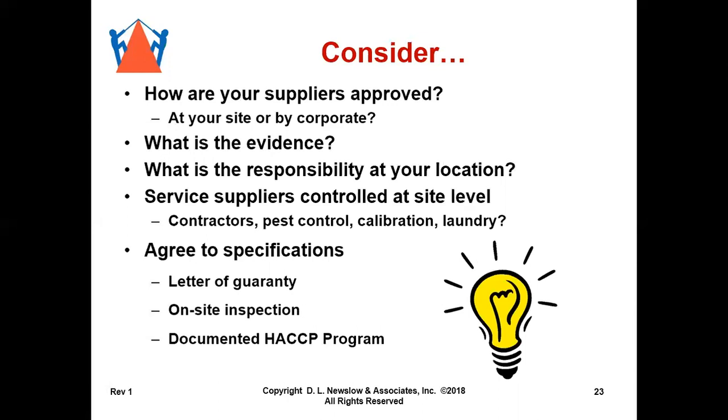It's the services that relate to quality and food safety that you're concerned with. So maybe pest control, calibration, maybe testing labs, and so forth. So agree to specifications, have a letter of guarantee. Is it a high-risk item that might require an on-site inspection? And have you seen a copy of their HACCP program and reviewed it and approved it?